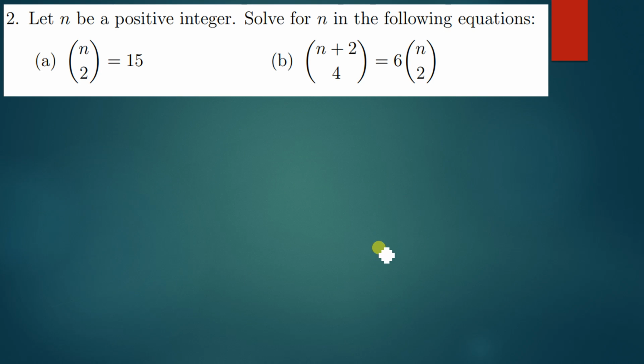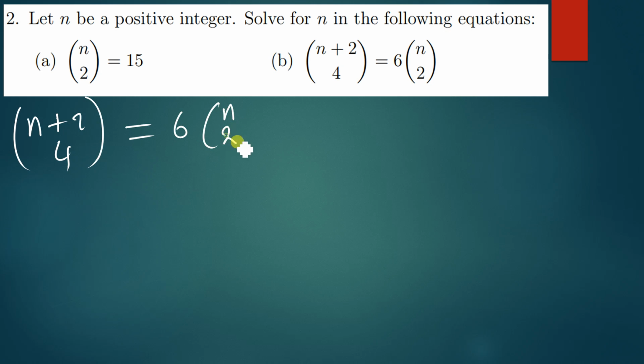Let's move on to B. So on B we have n plus 2 choose r. Our r there is 4. Then we're saying this is equal to 6 times n choose 2.